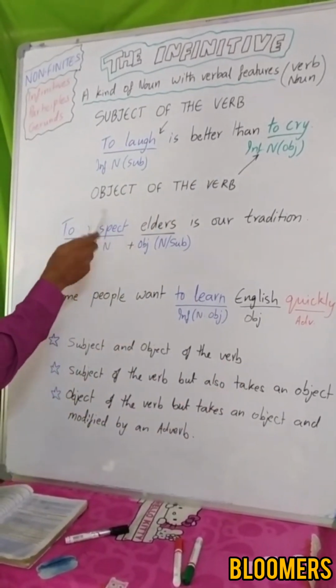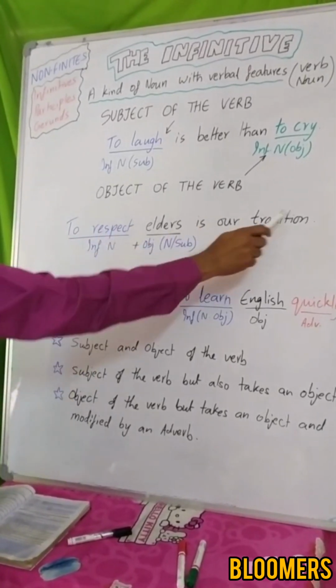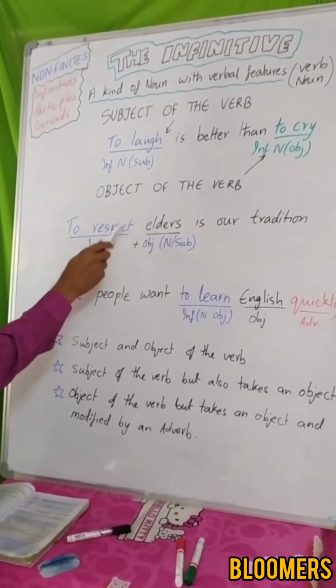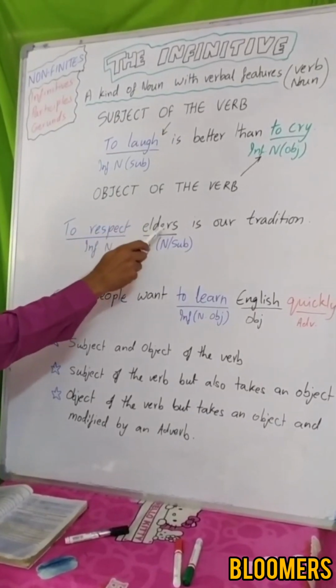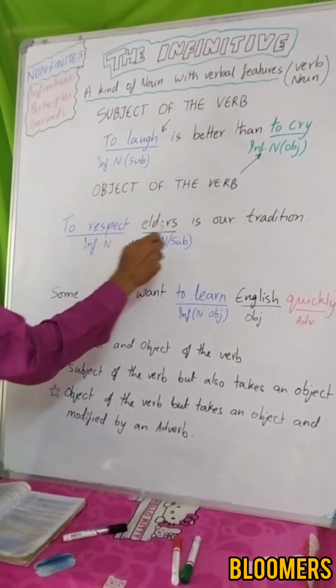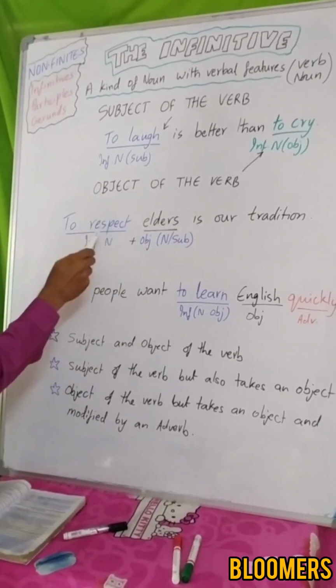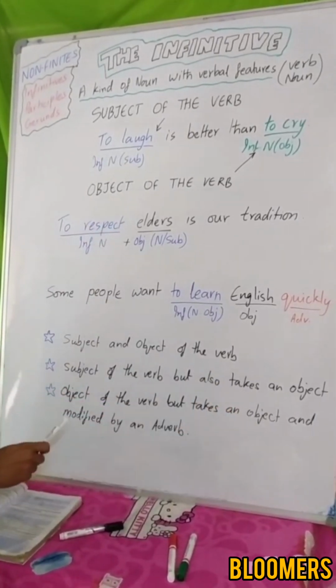Here you see, again as a subject, it is part of the finite verb sentence, but as it is also like a verb, it takes an object. So here you see it has taken the object. The ordinary subject of this finite verb, elders, has become the object of respect. Next, object of the verb and also takes an object.